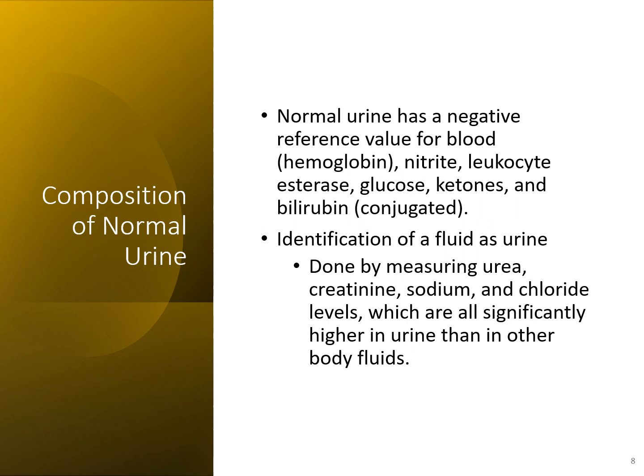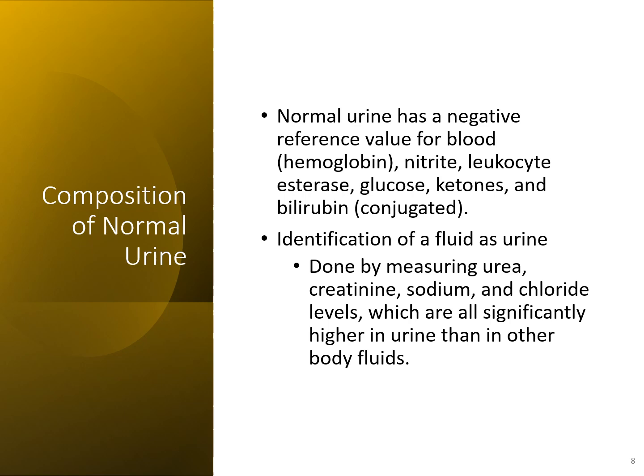Identification of the fluid in the urine, or the chemical makeup, is done in several ways, by measuring urea, creatinine, sodium, and chloride, which are all significantly higher in urine. This is what makes urine stand out from other body fluids, because again, it is your waste product, so anything excess is going to be removed from the body through the urine.